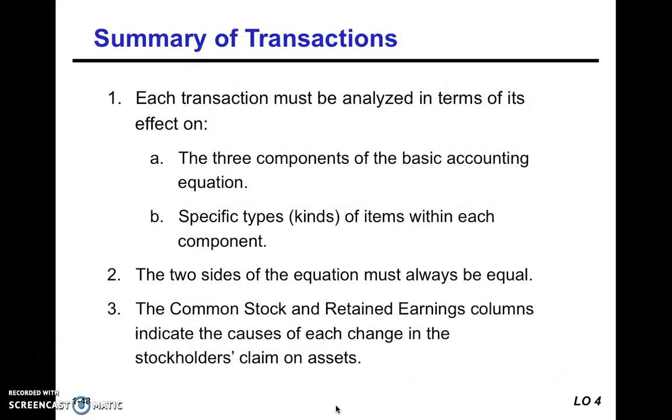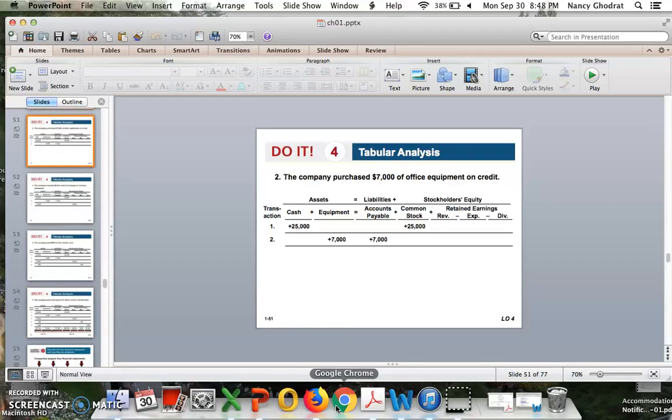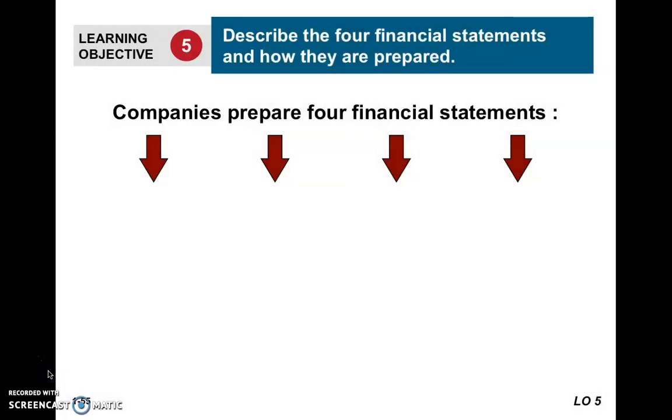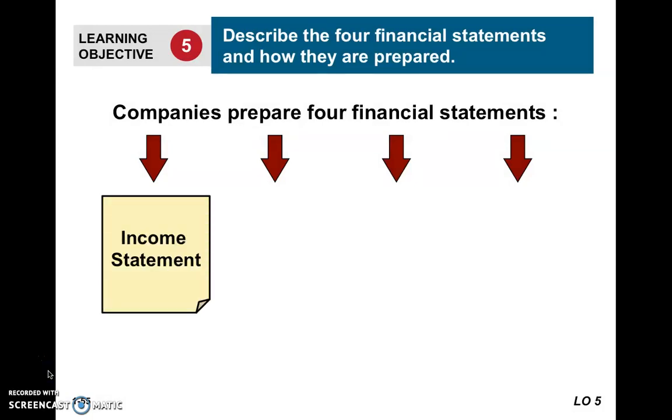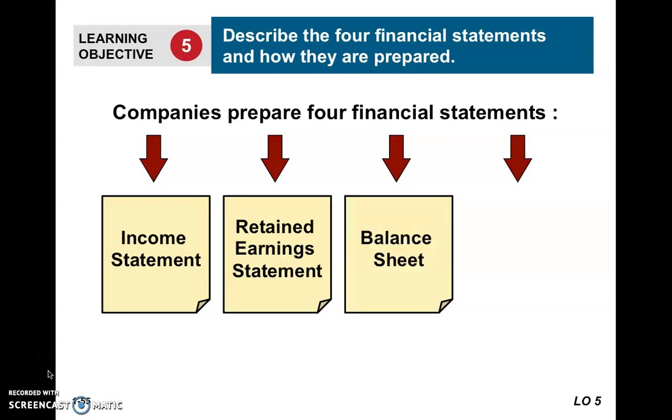Now, after we show the effect of transactions on the expanded accounting equation, we need to prepare financial statements, and there are 4 financial statements that companies prepare. The first financial statement is called the income statement. It shows the revenues of the company, the expenses of the company, and the net income or loss. The second one is the retained earnings statement. We will go over that in a separate video. The third one is the balance sheet that shows all the assets, all liabilities, common stock, and retained earnings amount.